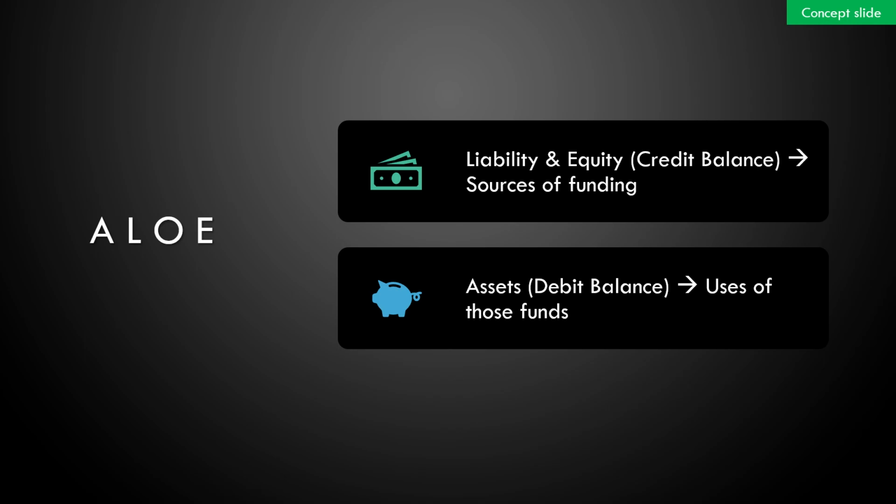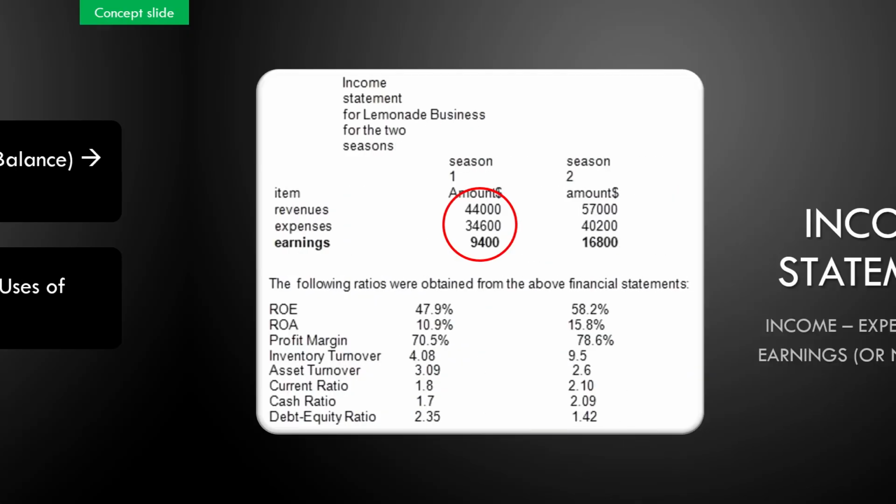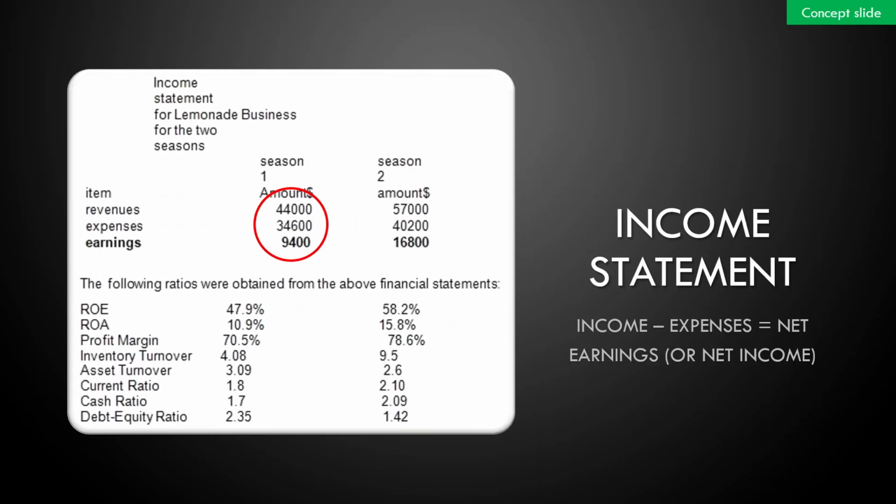The income statement is a periodic statement that tells us the net income of an entity in a given period. As you can see on the left, revenue less expenses gives us the earnings of the businesses for season 1, which is an artificial period.